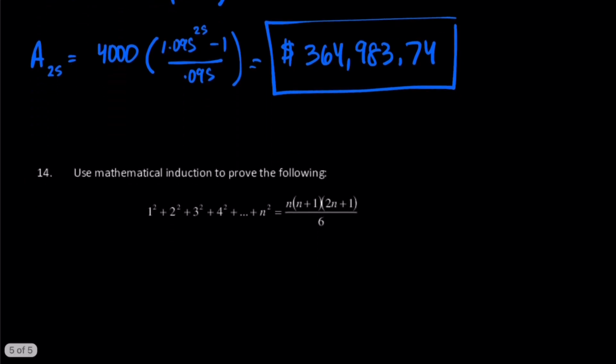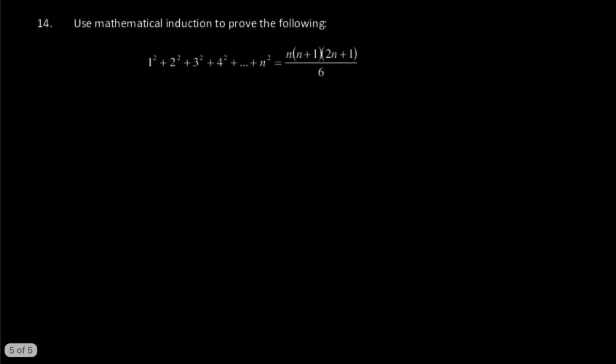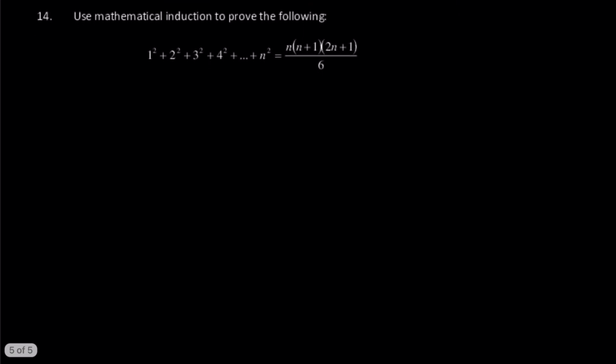All right, and the last one. This is a doozy. It says use mathematical induction to prove the following. So we have 3 steps for an induction proof. Show it works for n equals 1. Assume it works for n equals k, and prove it works for n equals k plus 1. So the first step is to show it works for n equals 1.